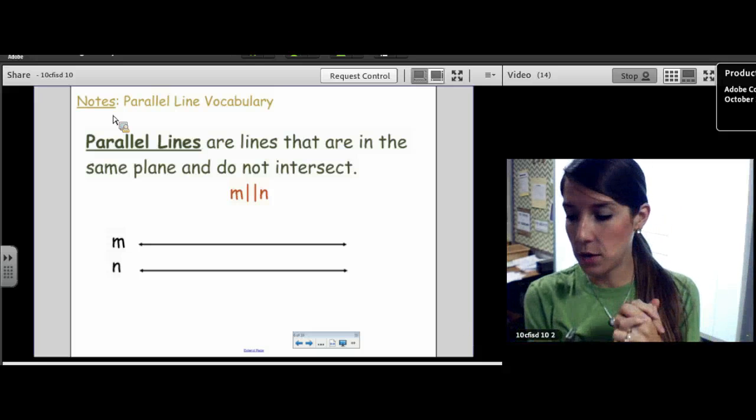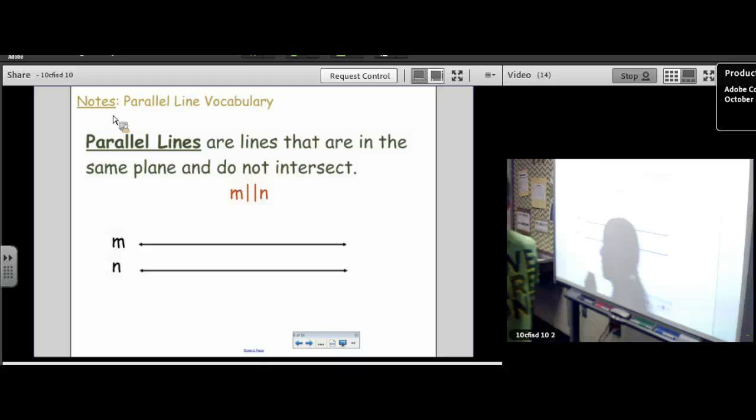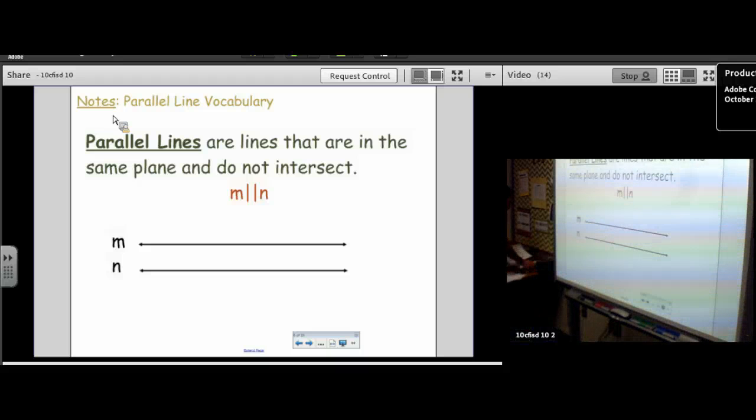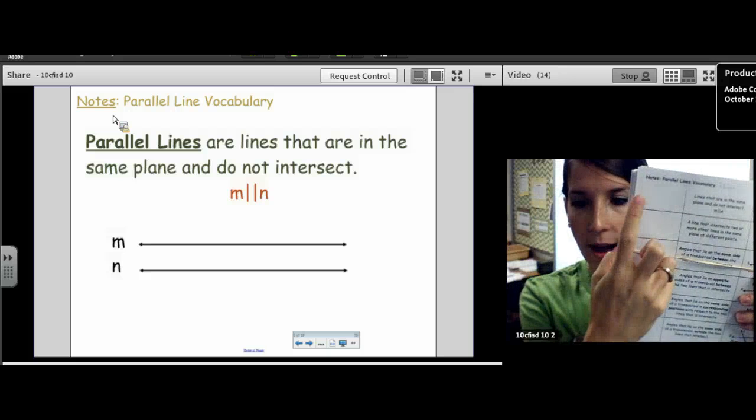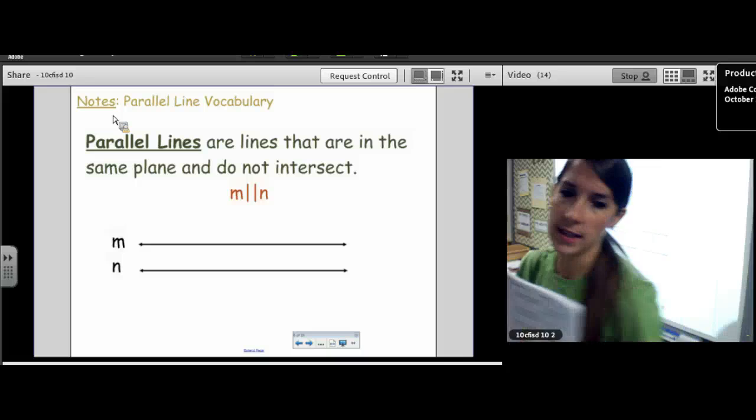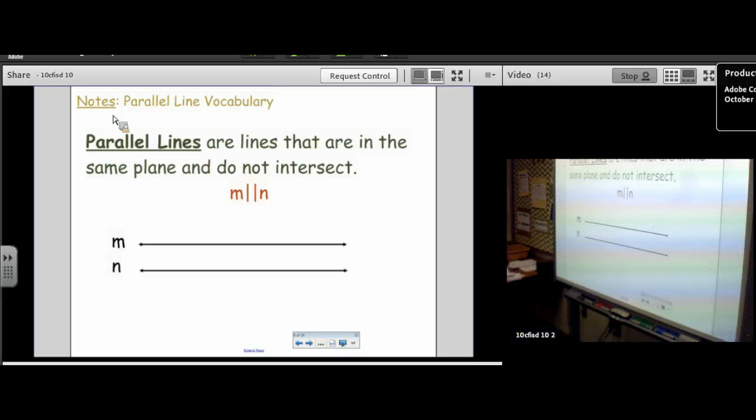Okay, old news, but this is the first word on your vocab sheet. So make sure you have your vocab sheet. The first word, we already know this. It goes right here. Parallel lines. Lines in the same plane that don't intersect.